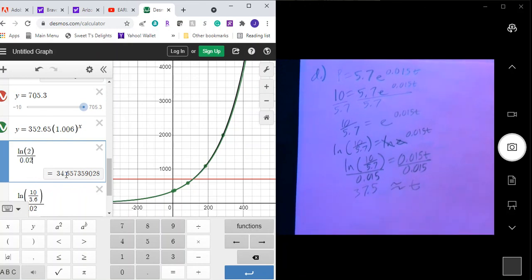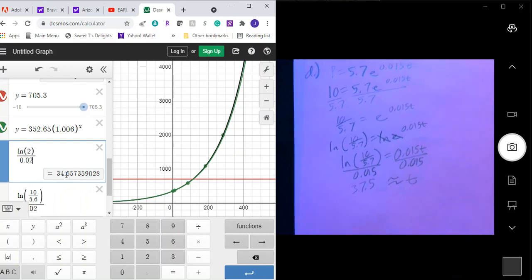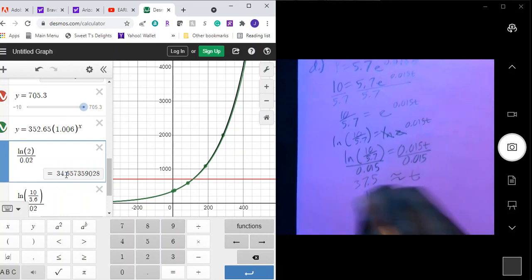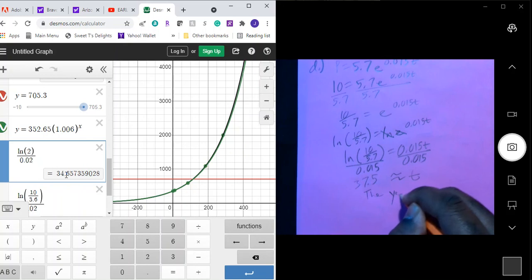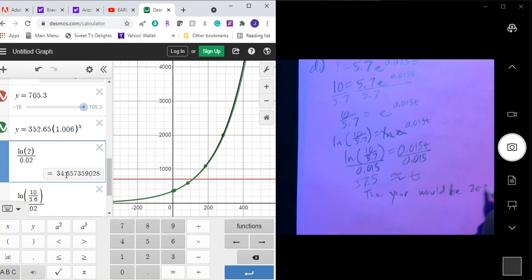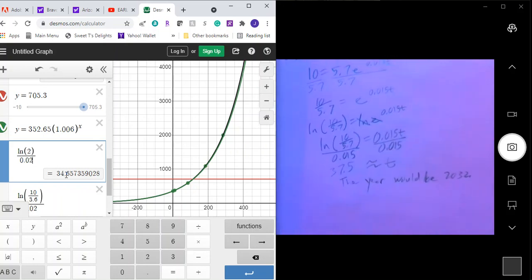Now, if you add this to 1995, the year would be 2032. That would be the year that Earth will reach its carrying capacity. Now, are there any questions?